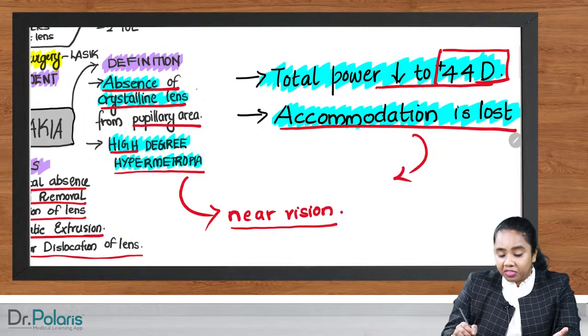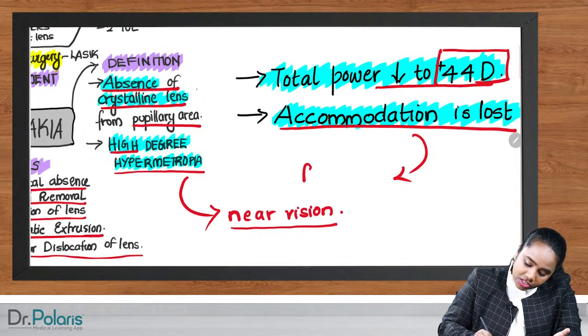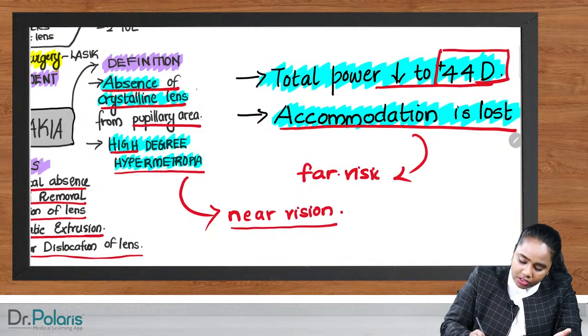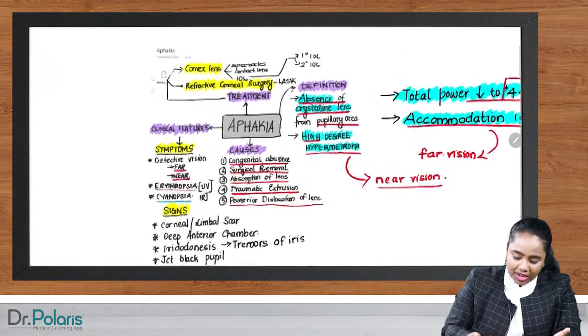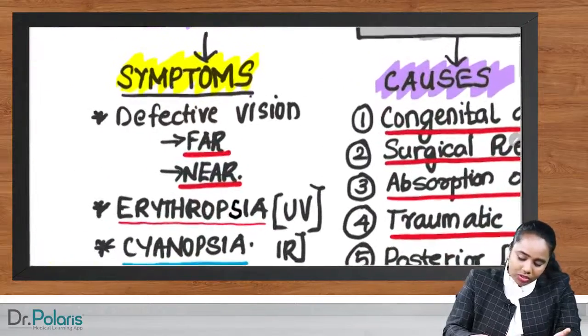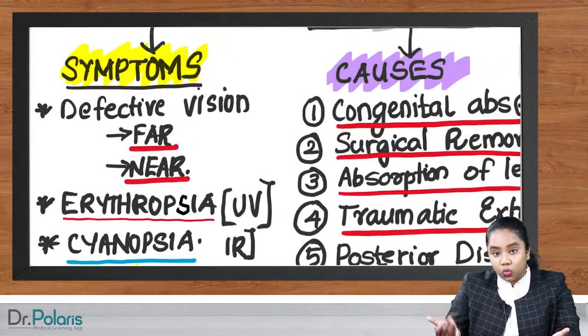Now, what about far vision? Far vision is affected because the patient is not able to accommodate the eyes. So, because of these two reasons, the patient can have problems with both far as well as near vision.